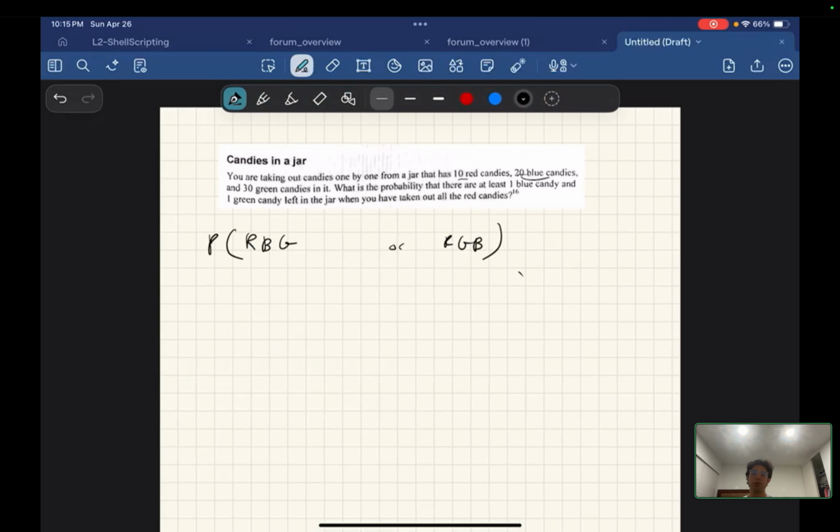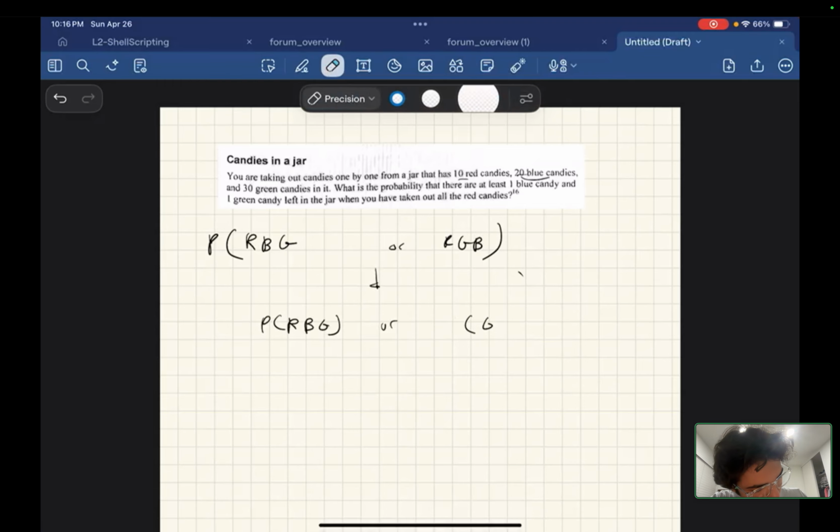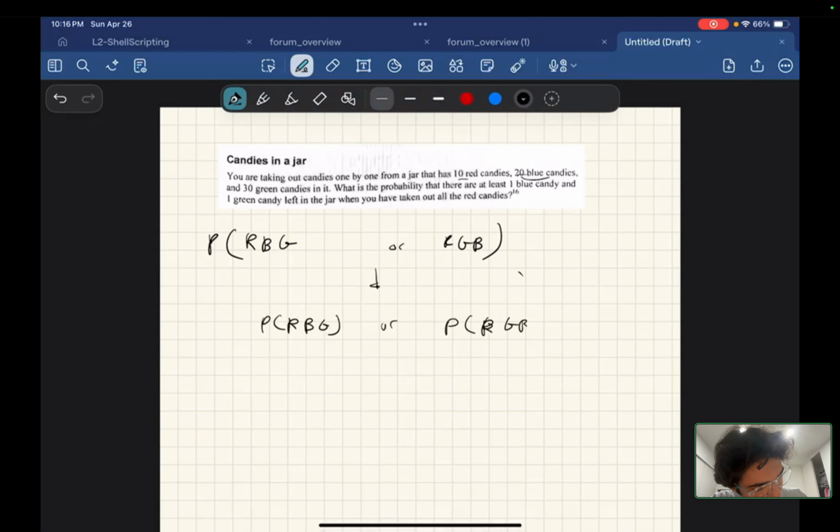And since these events are mutually exclusive, which means that they cannot happen at the same time, and they are independent, I believe, that means that we can just break this probability statement that has a union or statement in between it into two distinct probability expressions and add them up. So this just becomes probability of red, blue, green, or probability of red, green, blue.